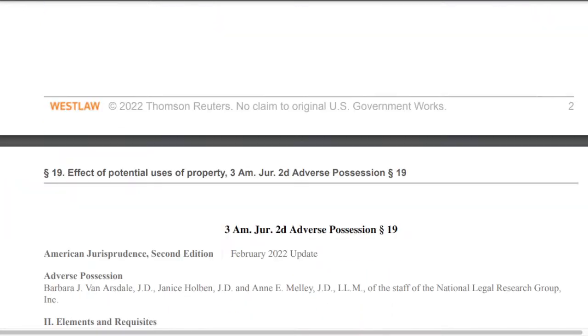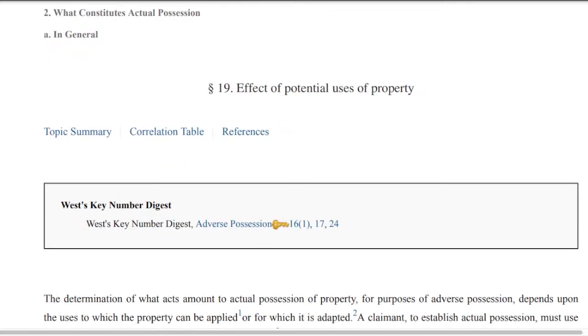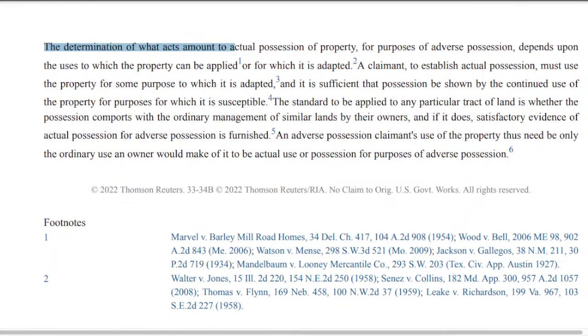Okay, all right, so we're on to effect of potential uses of property. The determination of what acts amount to actual possession of property for purposes of adverse possession depends on the uses to which the property can be applied, or for which it is adapted. A claimant to establish actual possession must use the property for some purpose to which it is adapted, and it is sufficient that the possession be shown by the continued use of the property for the purpose for which it is susceptible. Wow. The standard to be applied to any particular tract of land is whether the possession comports with the ordinary management of similar lands by their owners, and if it does, satisfactory evidence of actual possession for adverse possession is furnished. This need to be similar to how other people manage it.